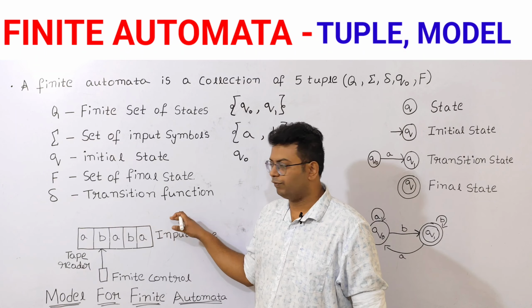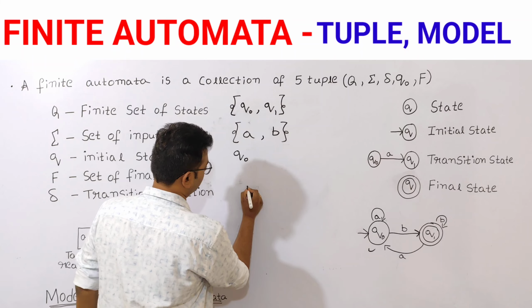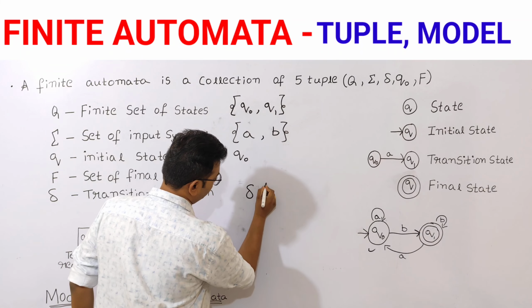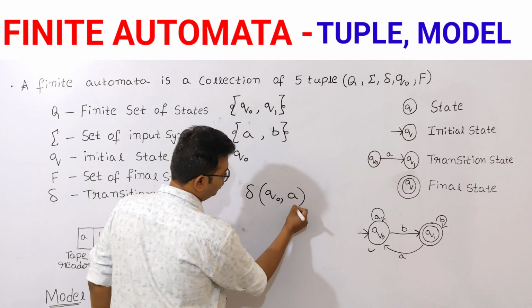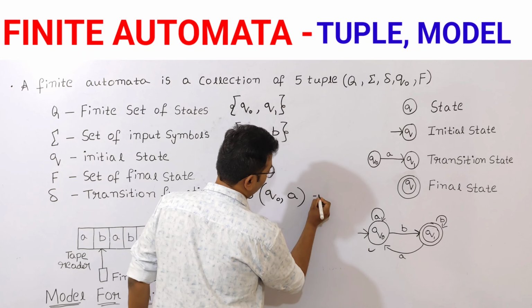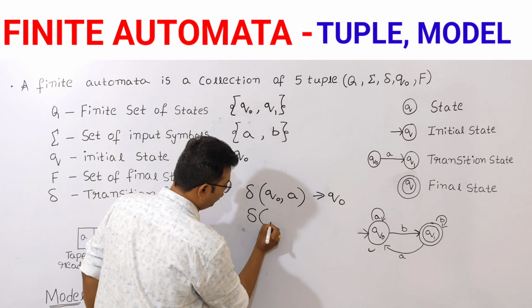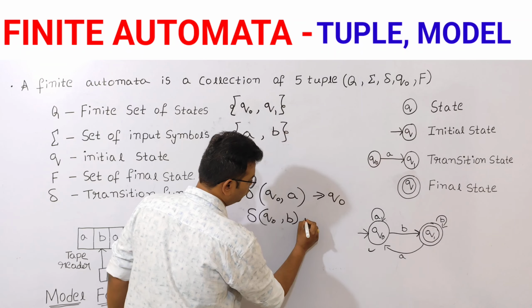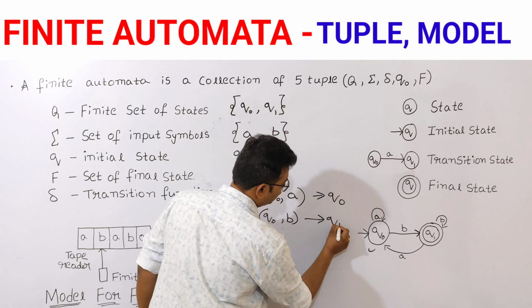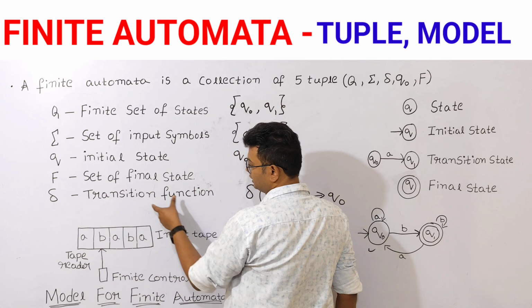And coming to the transition function, here we can see that at the Q0 state, by giving A as an input, we'll get Q0 only. And at the Q0 state, if we give B as an input, it changes to Q1. So all this mapping will be in the transition function. The transition function is a mapping function which determines the change of a state.